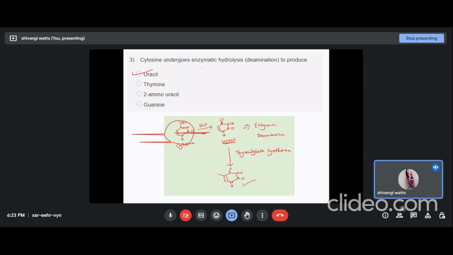Okay. So the thing is, they have written enzymatic hydrolysis and deamination, because if you see, it is hydrolysis and also enzymatic deamination, because the NH2 group is replaced by a double bond O. So if they ask cytosine undergoes enzymatic hydrolysis or deamination to produce, the answer will be uracil. You can see.